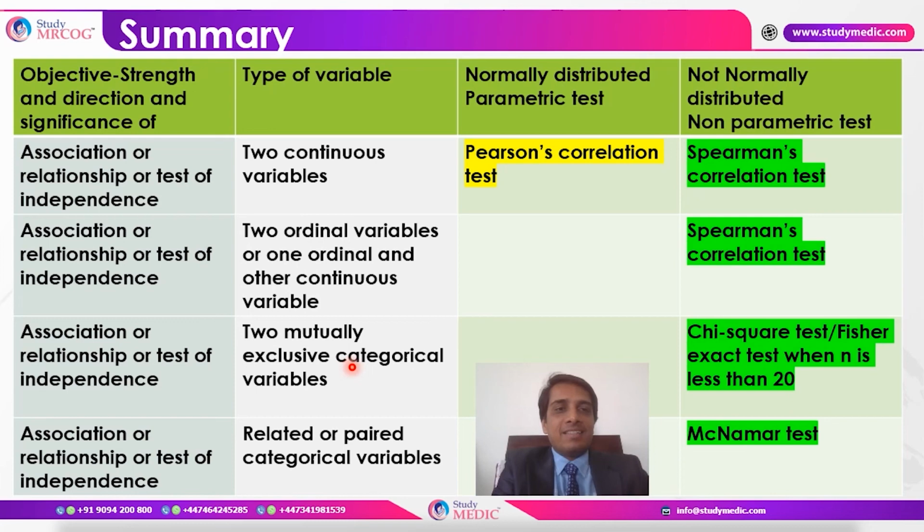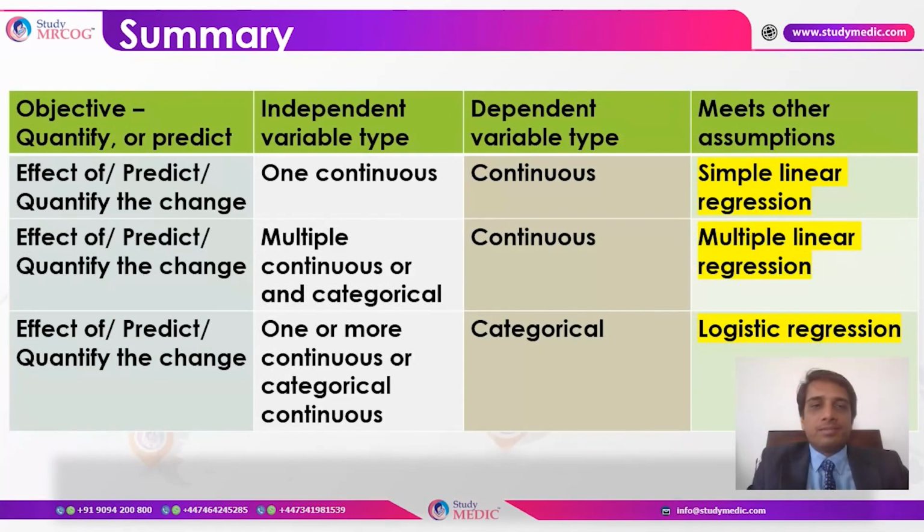Next, based on the same criteria, if you want to find out the association or relationship, that is a test of independence, between two continuous variables, we use Pearson correlation test, and the non-parametric equivalent is Spearman correlation test. Again, if you want to find out association or relationship between two ordinal variables or one ordinal and another continuous variable, we use Spearman correlation test. If you want to find out association or relationship between two categorical, now coming to regression analysis.